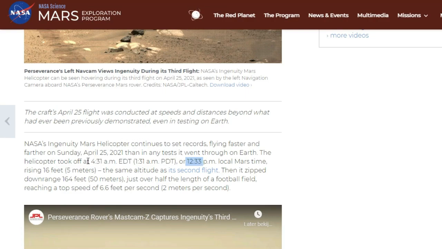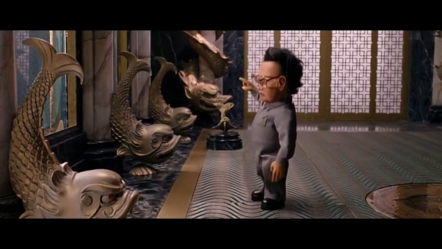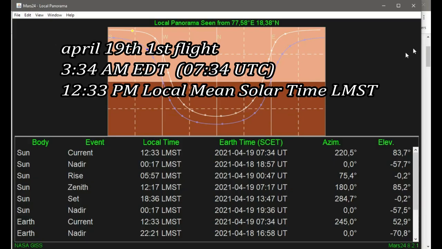To fix this problem, you have to add 3 more hours to this time. Then you can say it's 12:33 p.m. local Mars time. How could you write that? It seems on the first and the second flight, you didn't mess up. You gave us the correct data, which corresponds with the Martian clock.